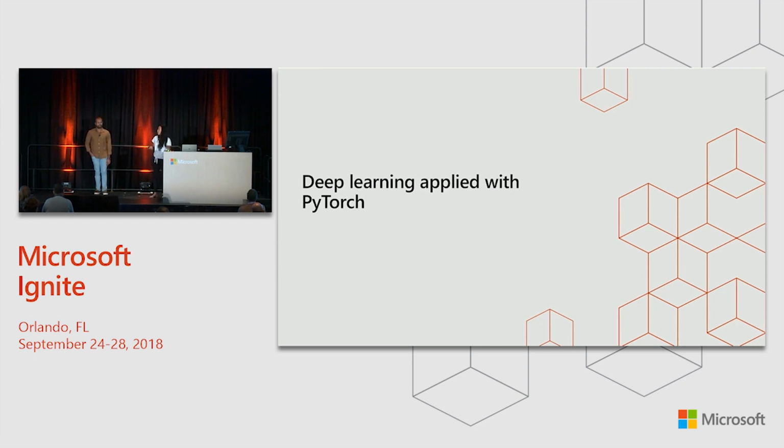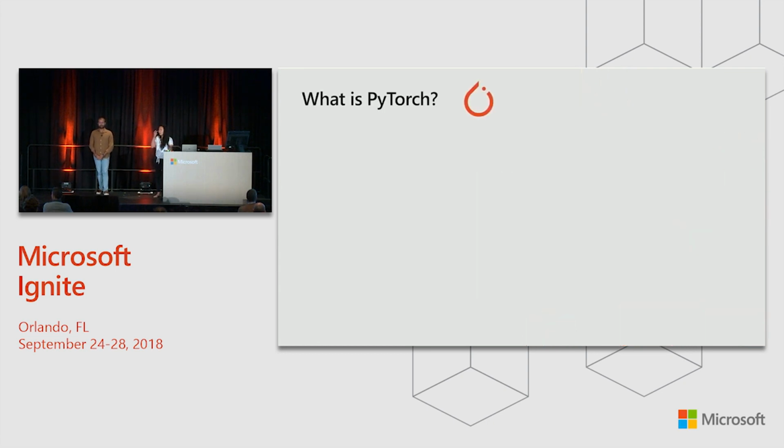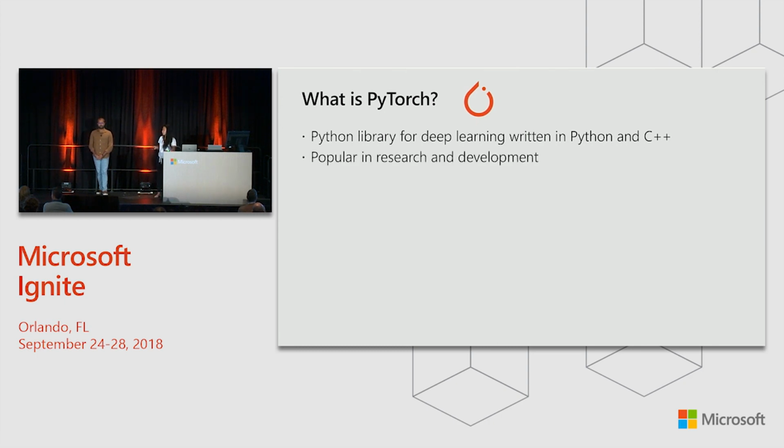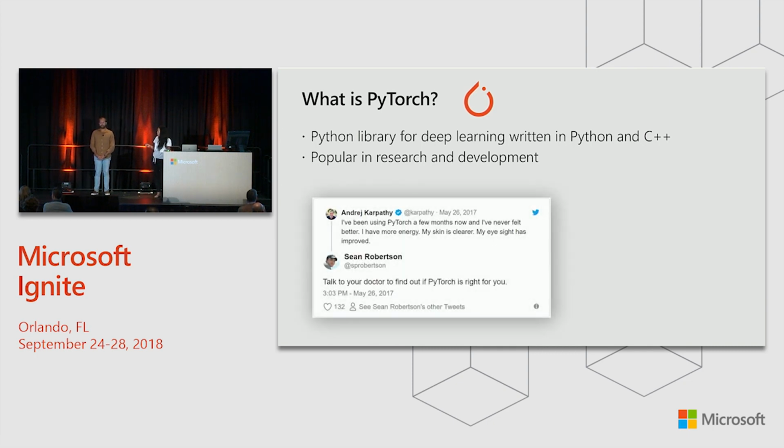So yeah, now that we have a good understanding of deep learning and the infrastructure required, let's take a look at how we would do it with PyTorch, which is a pretty popular deep learning framework. So what is PyTorch? It's a Python library for deep learning written in Python and C++. It's super popular, especially with researchers and in development when data scientists are developing their models. Here's some customer testimony from Andrej Karpathy, one of the leading experts in computer vision today, current director of AI at Tesla.